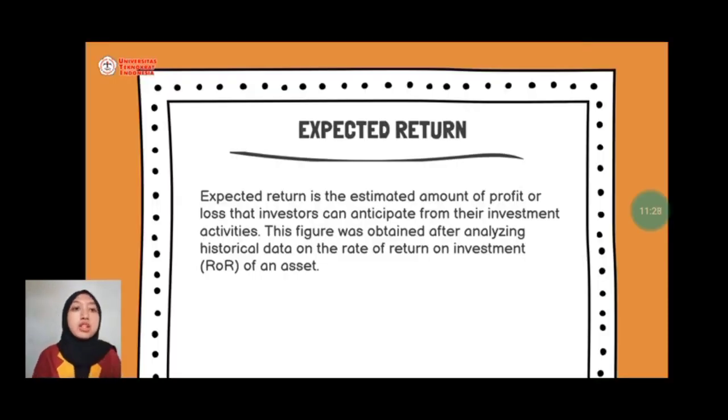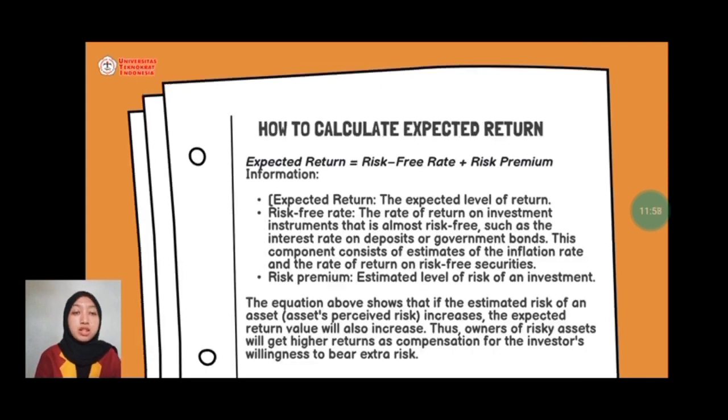Next point, expected return. Expected return is the estimated amount of profit or loss that an investor can anticipate from their investment activities. The figure is obtained after analyzing historical data on the rate of return on investment of an asset. Next point, how to calculate expected return.